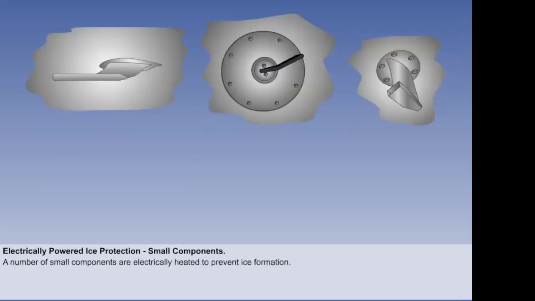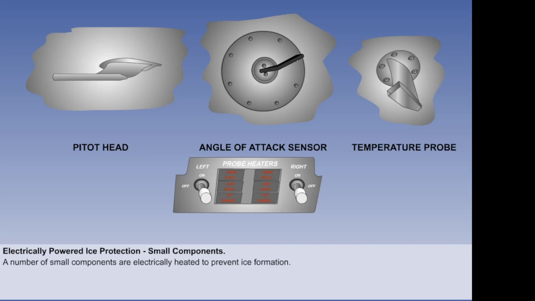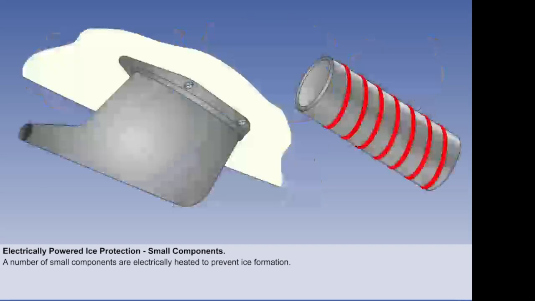A number of small components are electrically heated to prevent ice formation. These and the windscreens are the only items normally electrically heated on large turbojet-type aircraft. Some of them, such as pitot heads, angle of attack sensors, and temperature probes, may have switches and warning lights in the cockpit. Others, such as wastewater drain mast heaters and the inline heaters fitted to water pipes, operate whenever the aircraft's electrical system is powered.